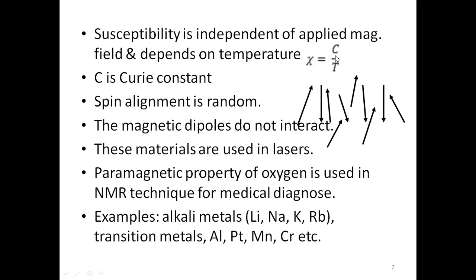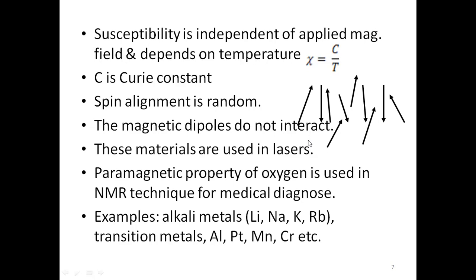The susceptibility is proportional to 1 by T. If I remove the proportionality, susceptibility is equal to C by T, where C is the Curie constant and capital T is the temperature. Here you can see the magnetic moments of the given magnetic materials. They are randomly oriented, which indicates the spin alignment. The spin alignment in the case of paramagnetic material is random. The magnetic dipoles are present, but they do not interact with each other.